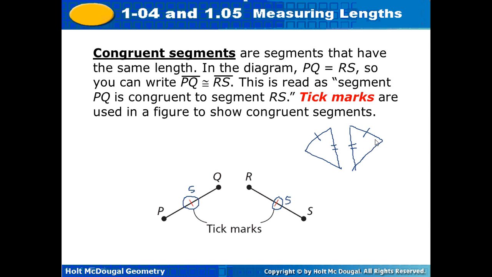This one might be congruent to this one, and then this one might be congruent to this one. That's how I would show more than one segment congruent. I would just keep adding tick marks. And the number has to match up though. So 3 matches up with 3, so those two segments are congruent. They would have the same length.